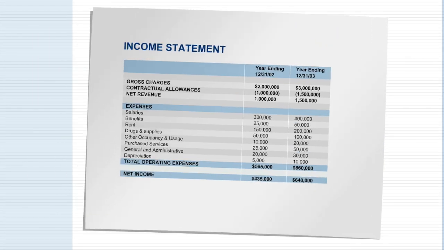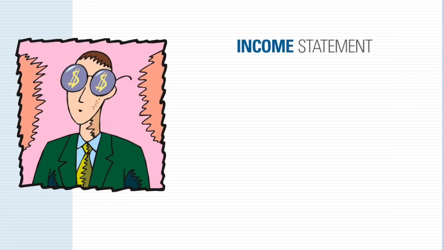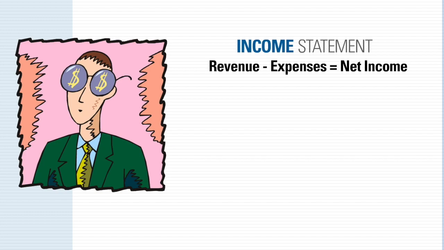The income statement is a summary of the revenues and expenses of the practice over a specific time period. It will tell you how much money the practice has made once all its expenses have been met. The basic equation looks like this. Revenue minus expenses equals net income. Here's some of the key information you can obtain from the income statement.